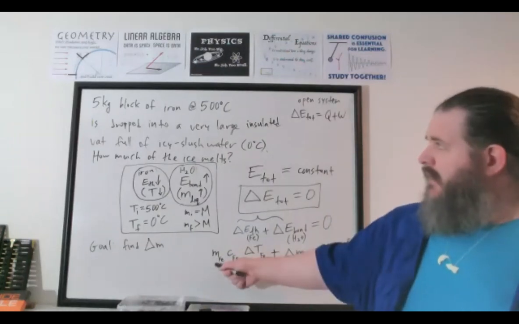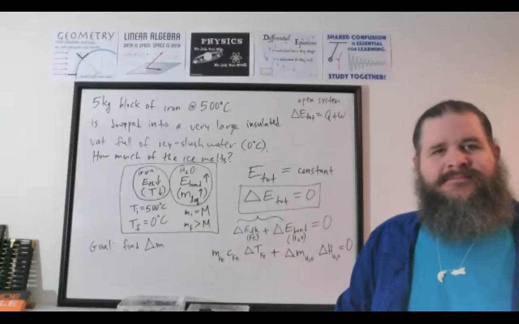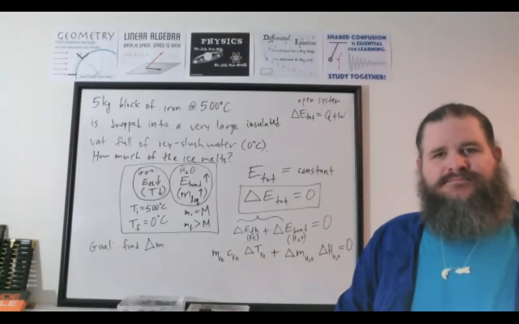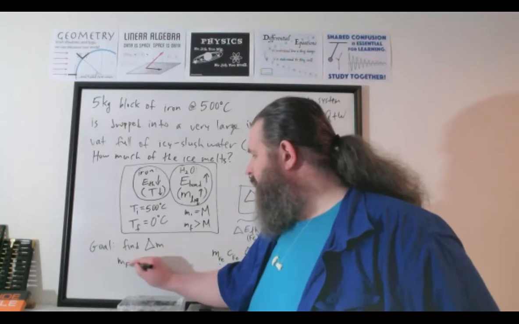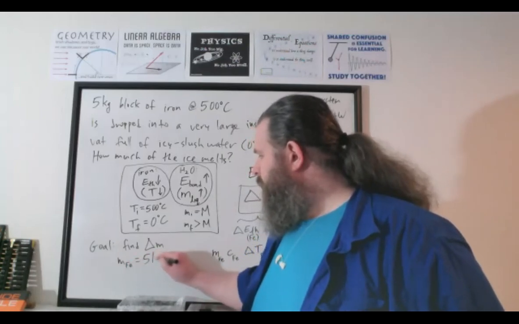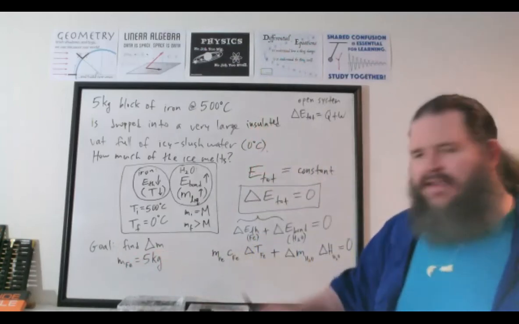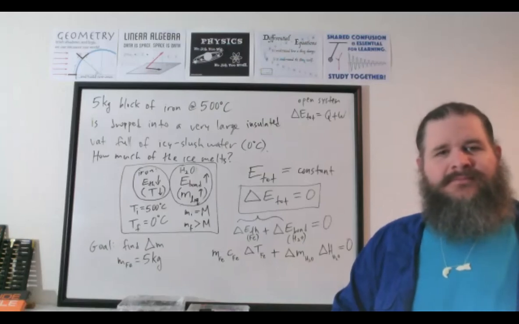Like we know the mass of the iron is how much? Yeah, that was given as 5. And specific heat of iron, where can we find that information?